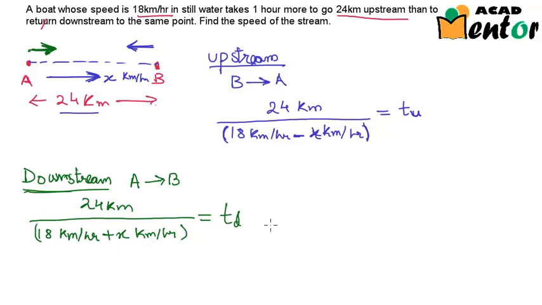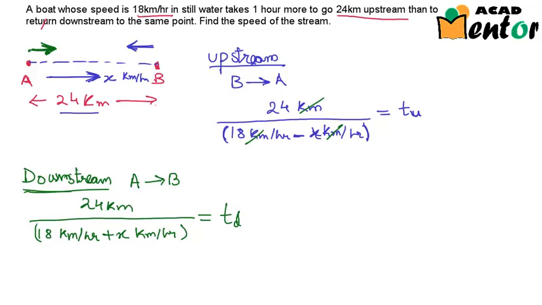Now these times TD and TU are in hours, because the kilometer would get cancelled and the 1 by hour will go up and form hour. So these times TU and TD have the units of hours.